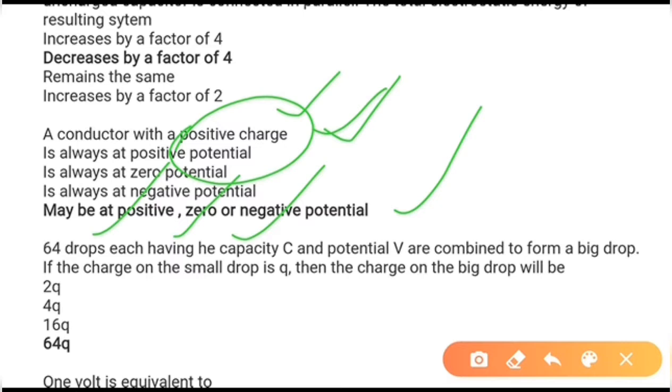So the potential of any charge is with respect to the position in the external electric field. If a positive charge is placed in the electric field due to a negative charge, it may have negative potential. So the last one is the correct answer.